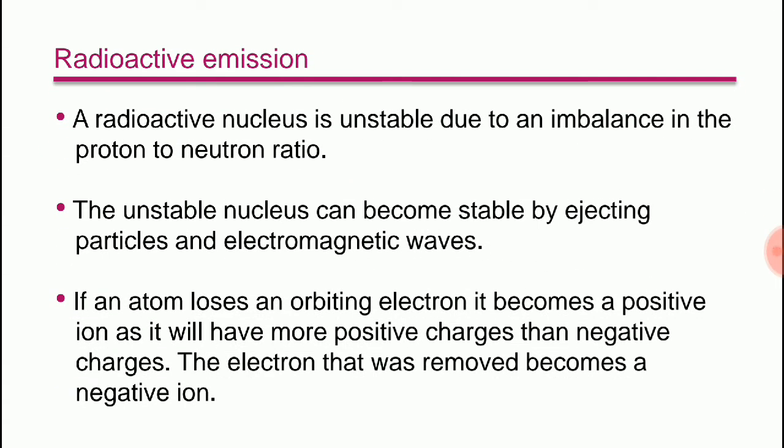Radioactive emissions. A radioactive nucleus is unstable due to an imbalance in the proton to neutron ratio. The unstable nucleus can become stable by emitting particles and electromagnetic waves. If an atom loses an orbiting electron, it becomes a positive ion, as it will have more positive charges than negative charges. The electron that was removed becomes a negative ion.